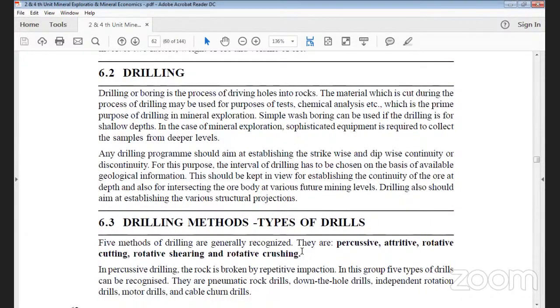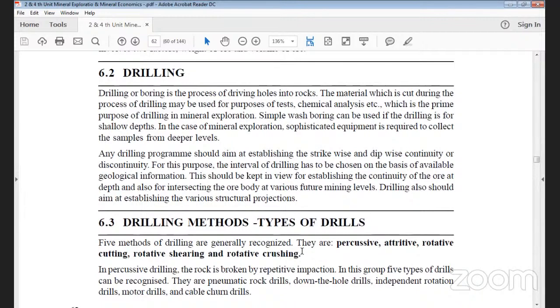Now, drilling. What is drilling? How will we do drilling? Where will we drill? Drilling, or boring, is the process of making holes and driving the holes into the rocks. And then we collect the samples from the different rocks where we have drilled the holes on the rock surface, and the cuttings produced during the process of drilling.